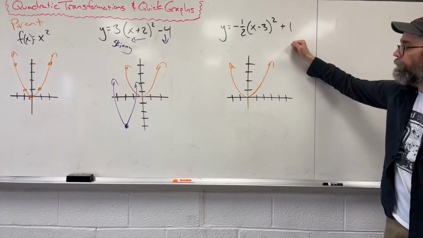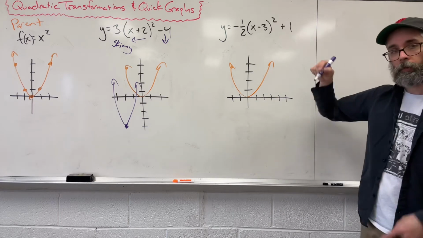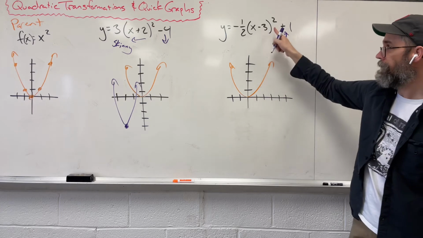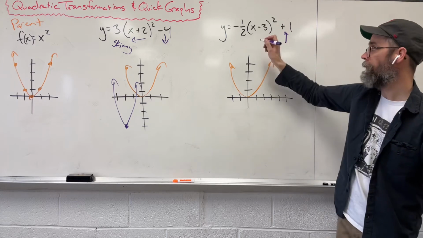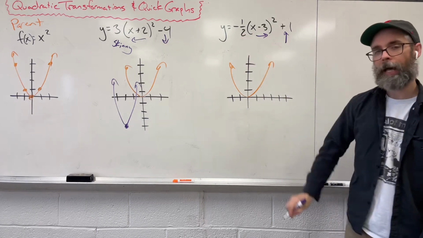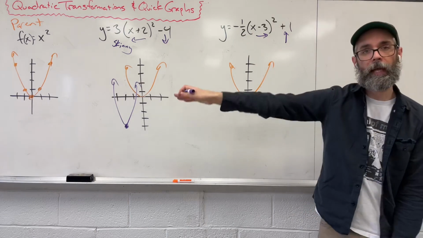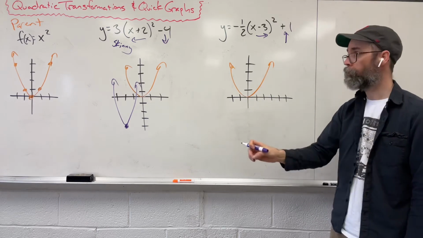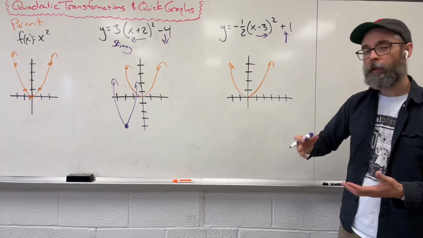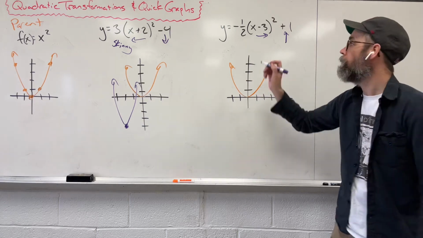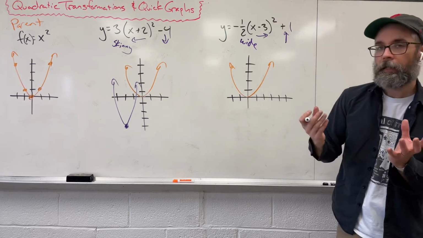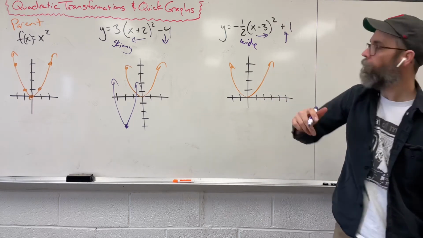Okay, so next one here. Positive 1 says we're going to go up or down, but the positive says we go up. Negative 3 inside parentheses says we go left or right, and in this case, the opposite, 3. Now there are 2 changes happening here. First off, ignore the negative. Let's just look at 1/2. A number smaller than 1, a fraction, is going to make our graph open up a little wider. Now the negative takes that and says, let's flip the graph upside down.